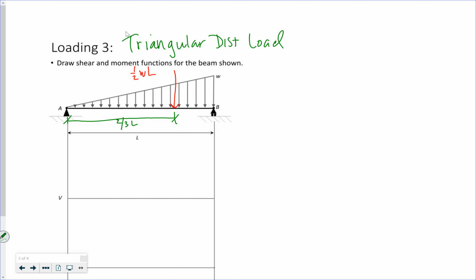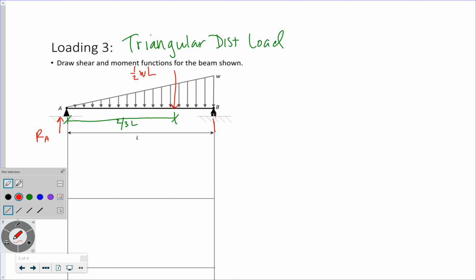Now this one, I don't know offhand the reactions, so let's solve for them. We might end up needing an extra piece of paper. Write small. So my reaction forces, right? I have my reaction at A and my reaction at B in the Y direction.